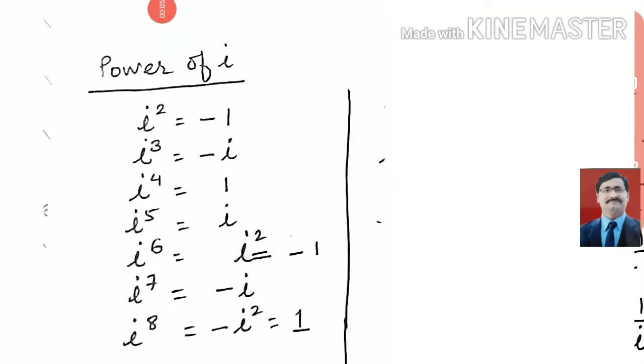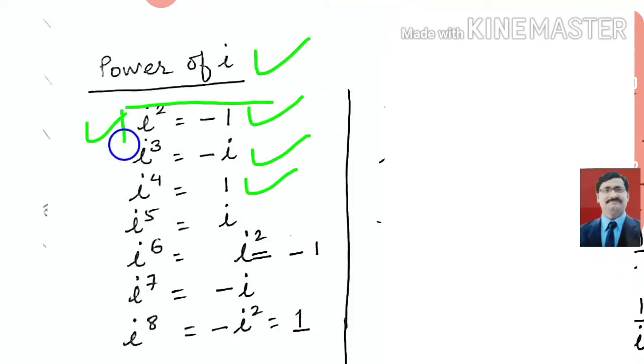Power of iota. Look here, iota square we know already is minus 1. If we multiply both sides by iota, we get iota cube equal to minus iota. And again we square iota square equal to minus 1, we square both sides, we get iota power 4 equal to 1. So look at these three values, they will be very important: iota square equal to minus 1, iota cube equal to minus iota, and iota power 4 is 1. These three values will be very important.